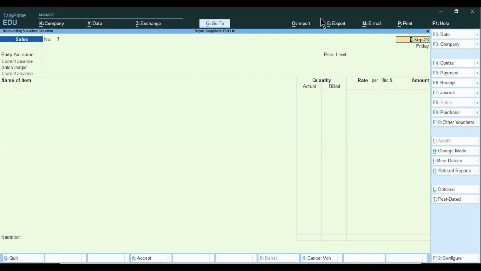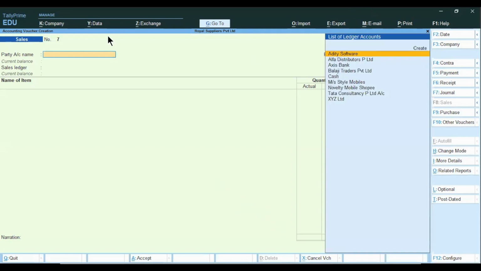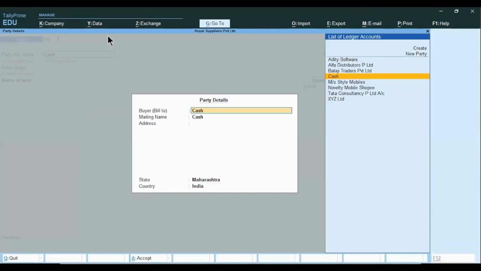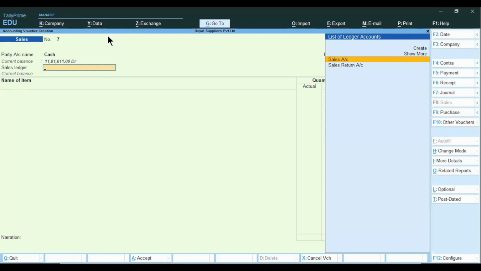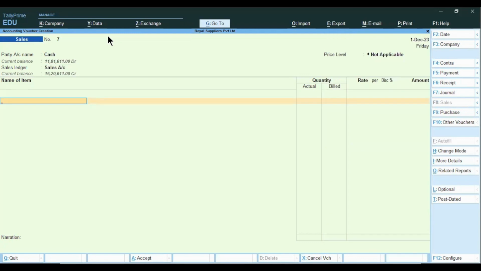This is the sales invoice. If you want to change the date, you can. Suppose I am creating an invoice on 1st of 12. Enter. Party name: suppose we are selling it for cash. Enter. Control A. Price level not applicable. If you want, you can select a price level, but at present we are not applying that feature. Enter. Sales ledger will be the sales account.